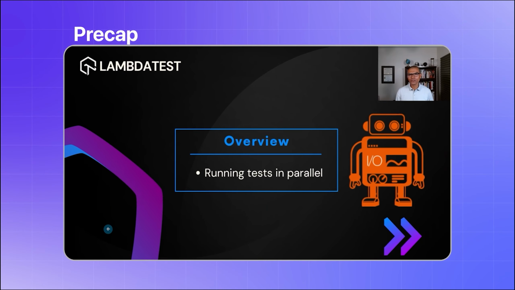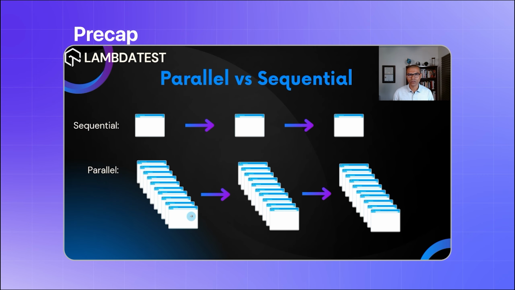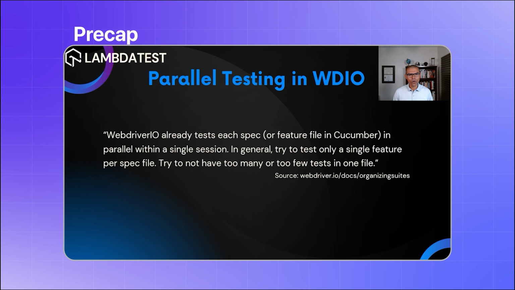This video is going to be all about running tests in parallel. Let's have a look at what parallel testing is. So in other words, WebdriverIO is going to make sure that up to 10 tests are running at any given time. It says that WebdriverIO already tests each spec file or feature file in Cucumber in parallel within a single session. And what this means is that by default, all of your spec files running parallel in WebdriverIO.